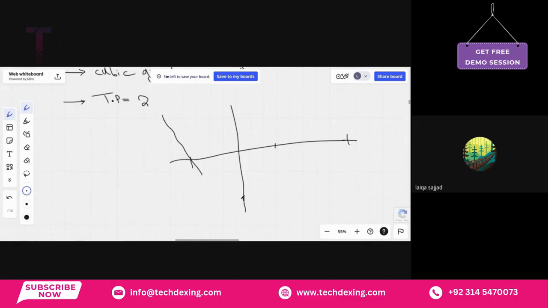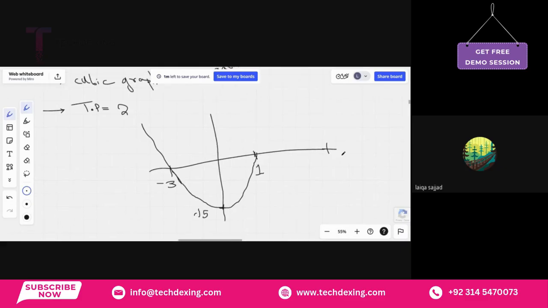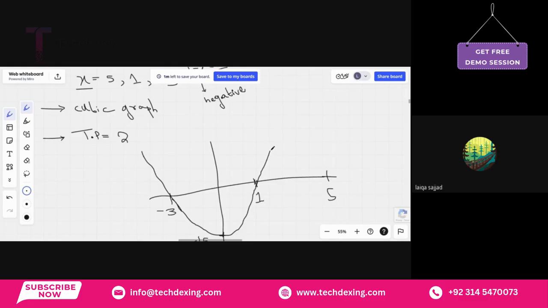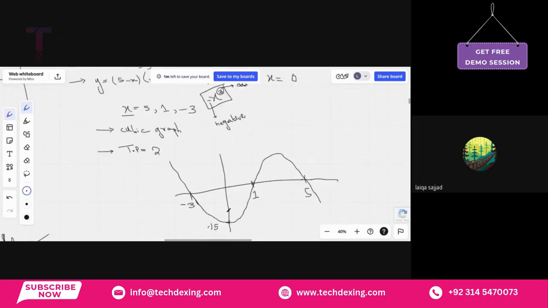So let's say this is -15, for example, so we can make the curve come at this point. After that, it will again go up and cut at this point. It's -3, it's 1, and it's 5. So it will go up, then after giving us a maximum, it will cut at this point, which is another x-intercept. So you can see we have got two turning points. This is the minimum and this is the maximum. This is how we are going to sketch it.